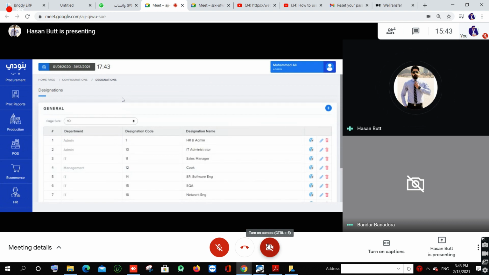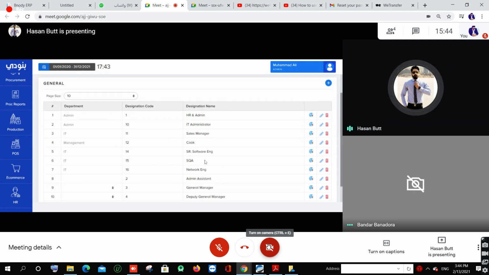As you know, in companies, if we have different departments, so definitely we will have different designations as well. If one department is having an administration officer, one is having the IT administrator, one will have the marketing executive, one will have the marketing agent. So they are different designations, right? One can be the senior software engineer, one can be the SQA, one can be the network engineer, and also we can.